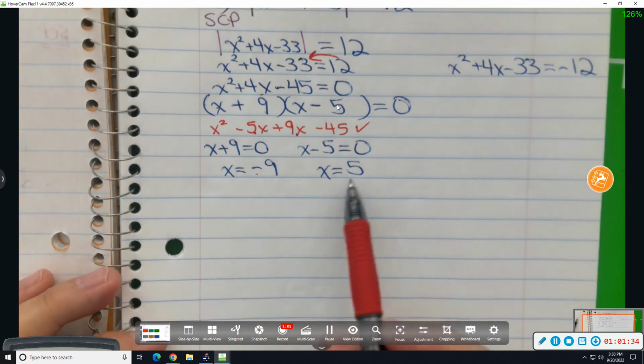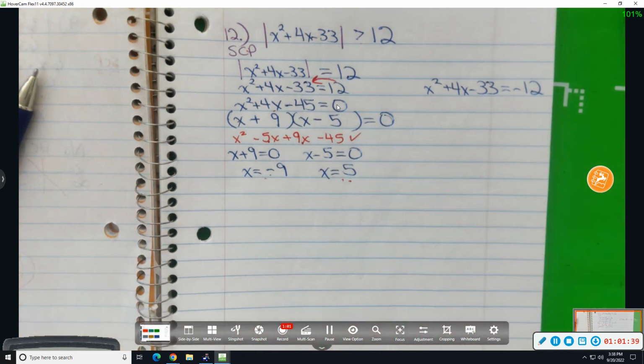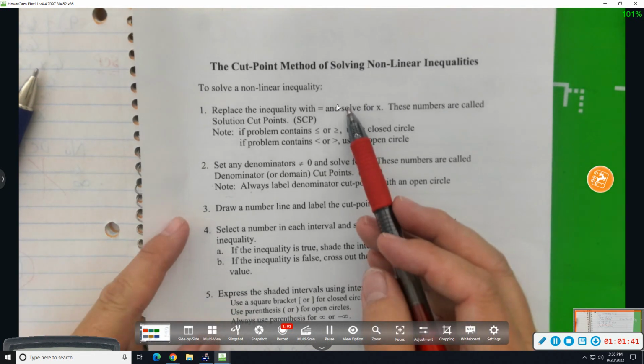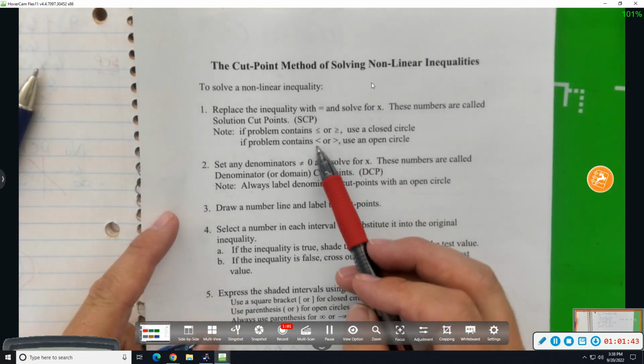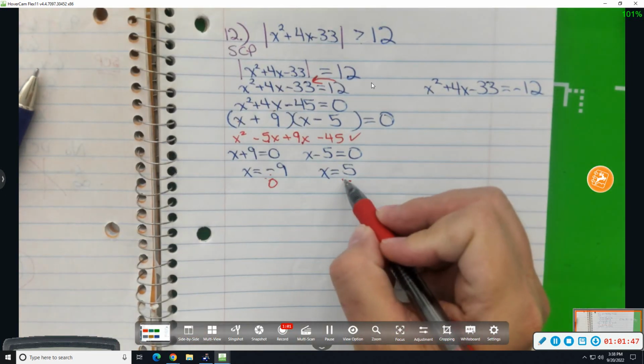How are we going to label those? Open or closed? Okay, for solution cut points, you look at the original inequality. There's no equality, so I agree with open circles.